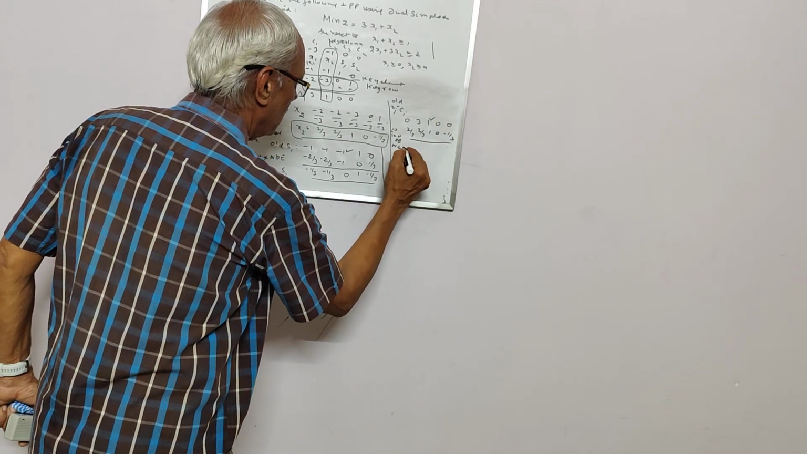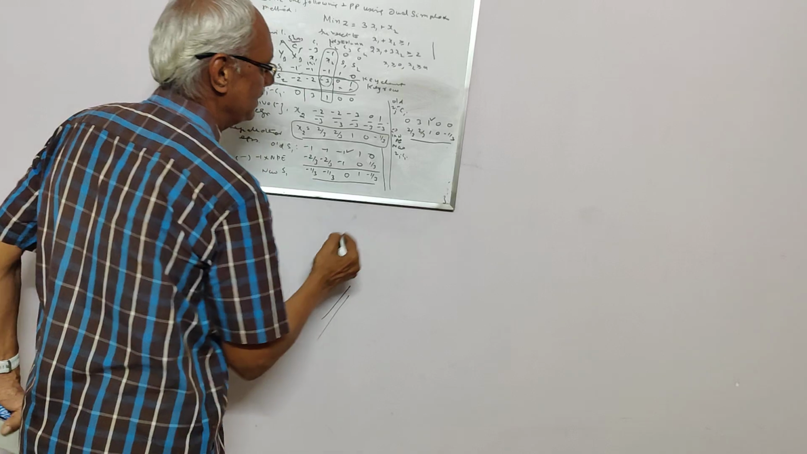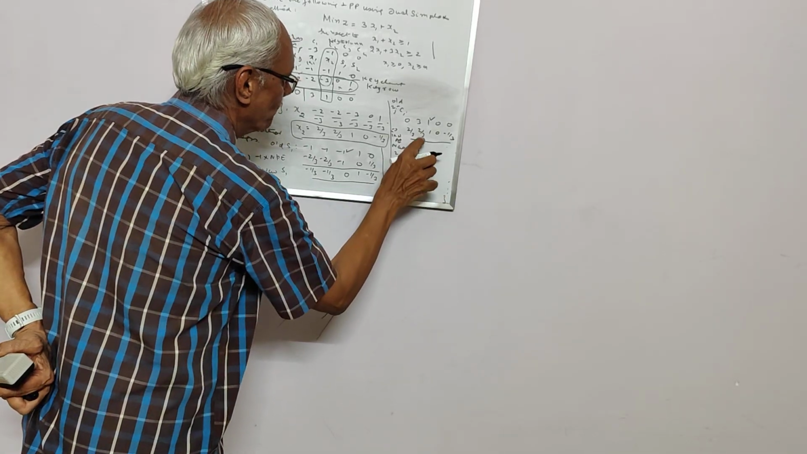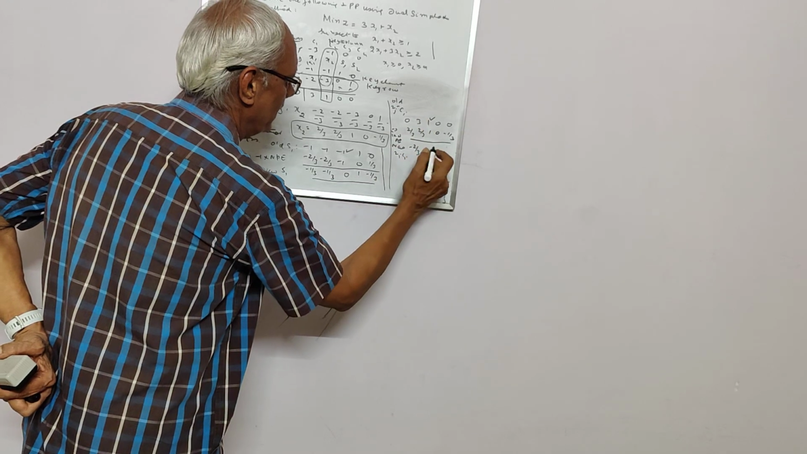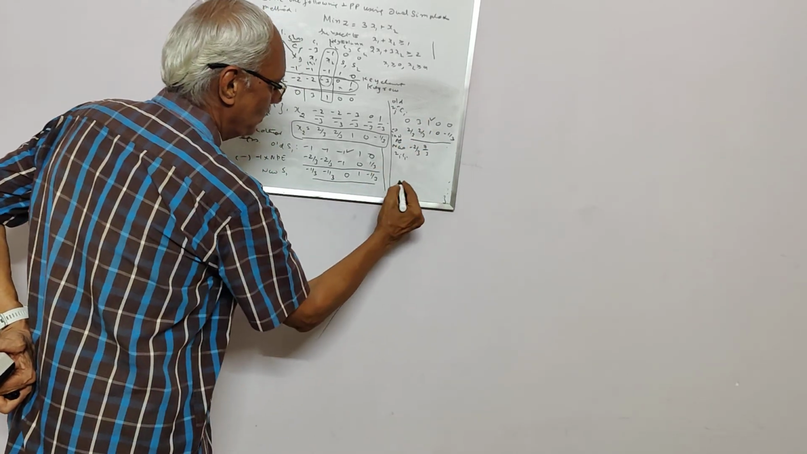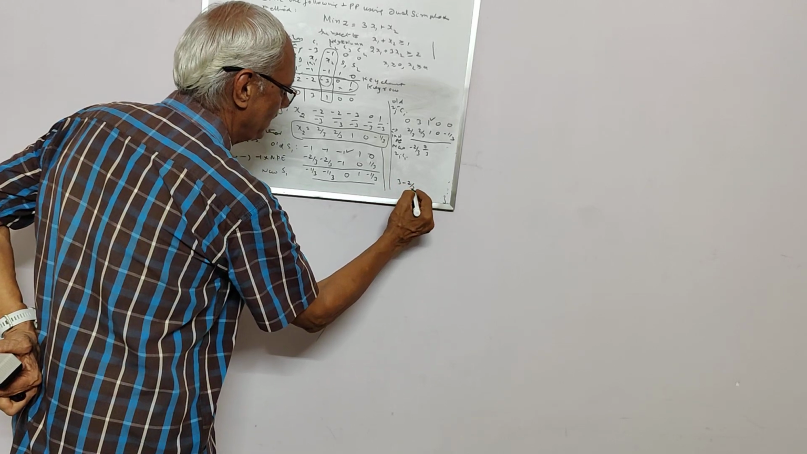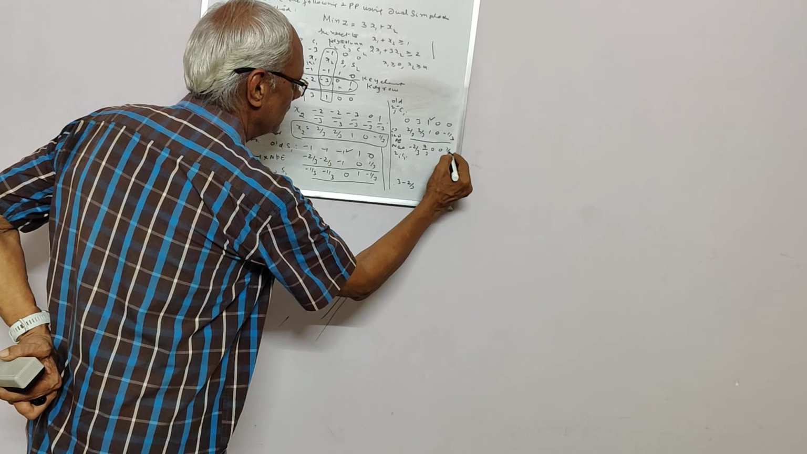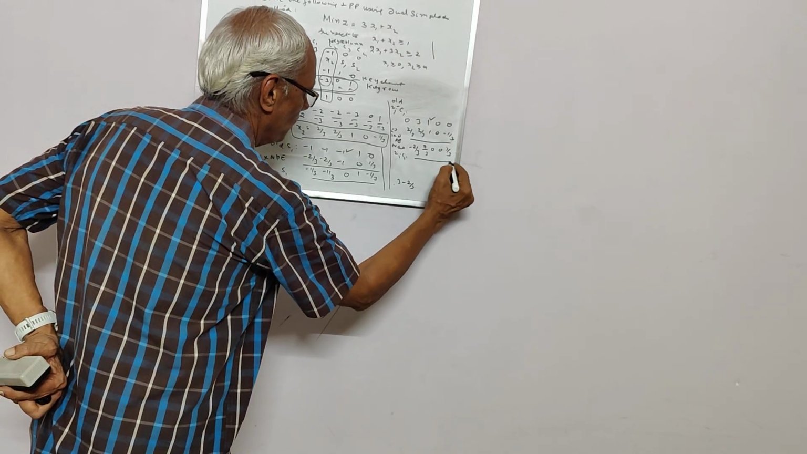New Zj minus Cj. Now you subtract minus 2 by 3. 3 into 3 is 9, 9 minus 2 is 7. It is plus because it is 3 minus 2 by 3, so it is 7 by 3. This is 0, this is 0. This is 1 by 3. So this is what you have.